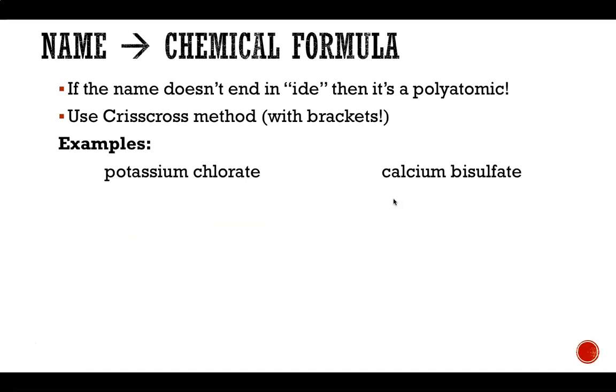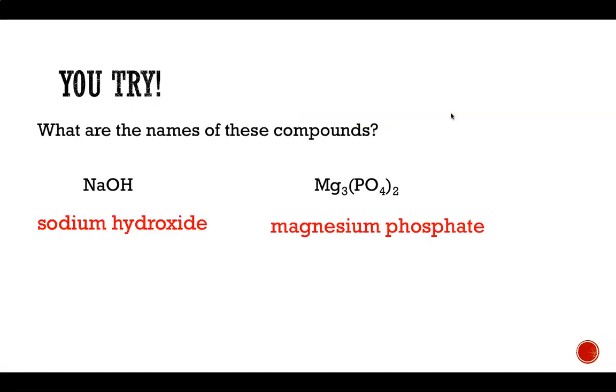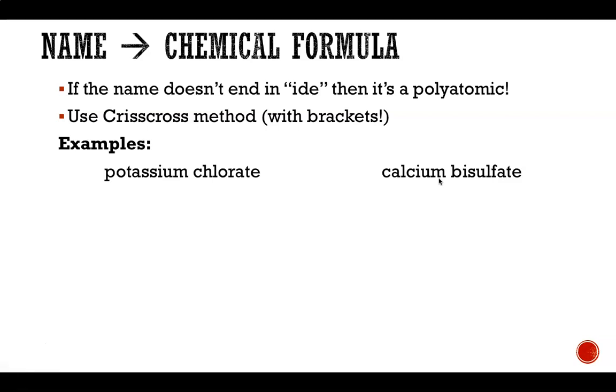Okay, let's go backwards. Now we're going to go from name to formula. So this is pretty much the same crisscross as well. We just will sometimes have to use brackets. And so this is something you also might have noticed on the matching sheet, and actually if you look at our previous example, that sometimes we've got brackets with another number outside of the brackets. And so that happens when we have polyatomics sometimes.